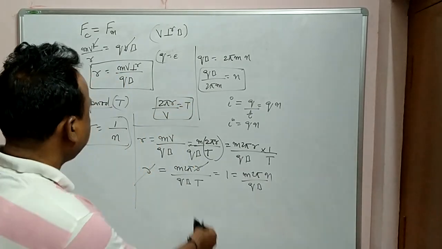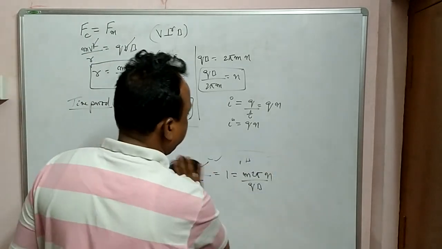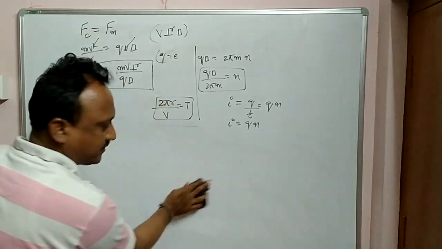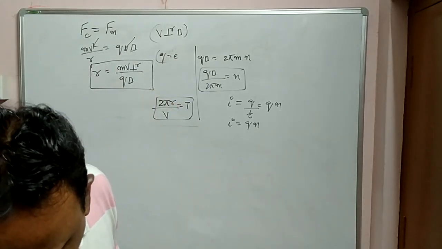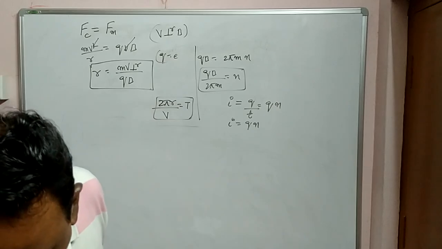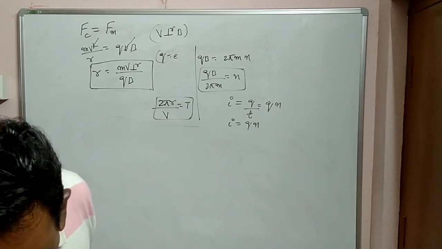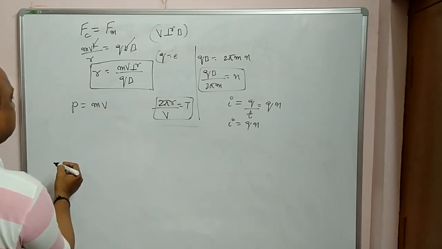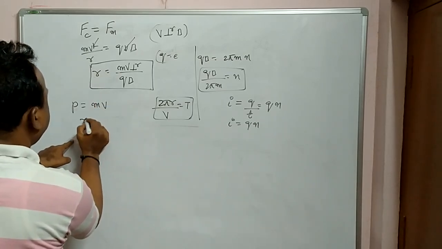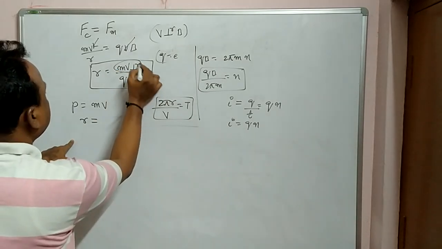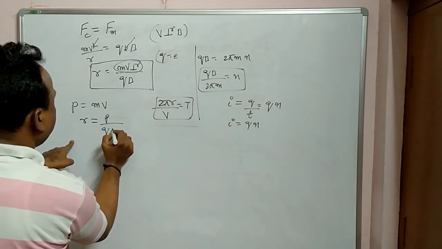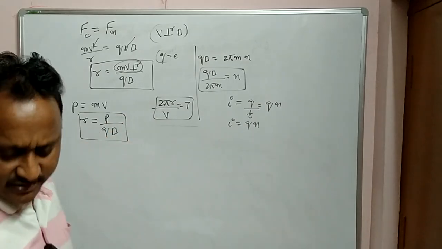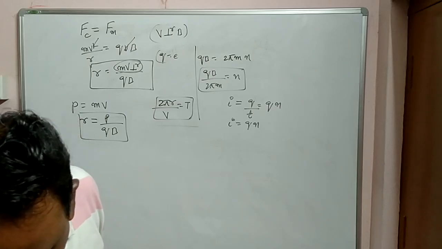Now this one I can even change in terms of momentum. Let us try in terms of momentum. See, in terms of linear momentum, let us see what the momentum formula is. We know linear momentum is equal to m into v. So this radius formula you can change in terms of momentum: r is equal to p by qB. q is charge, B is magnetic field, p by qB.